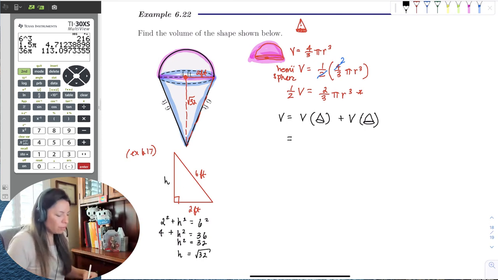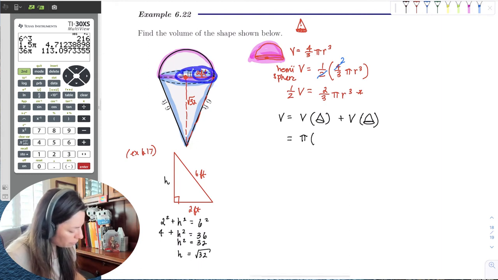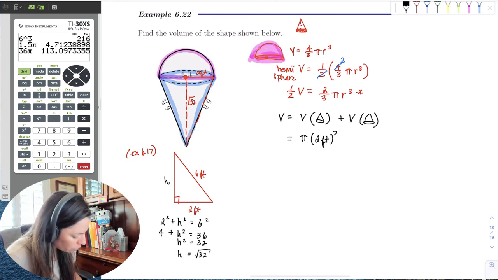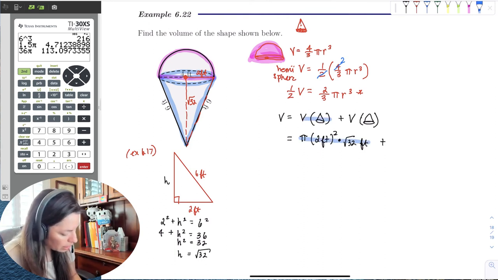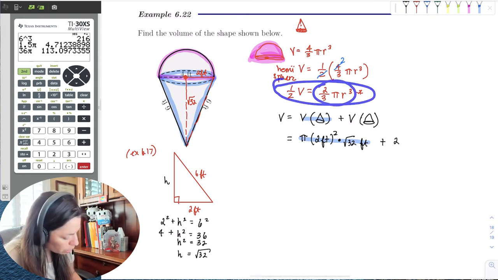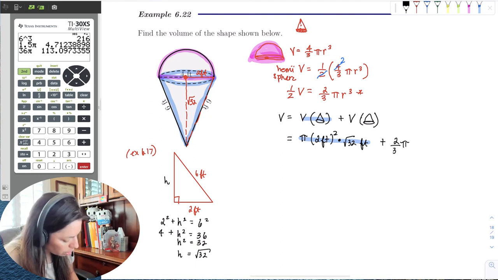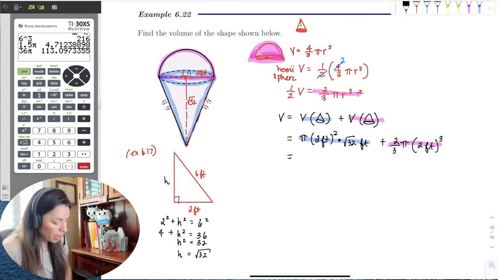So let's do the volume of the cone, which is the area of the base, so pi r squared. The radius is 2 feet squared, times the height. The height is the square root of 32 feet. Plus, let me highlight that in blue, the hemisphere, which would be this one, 2/3 pi r cubed, 2 feet cubed. And this one belongs to that hemisphere. There we go. Okay, let's go ahead and reduce.